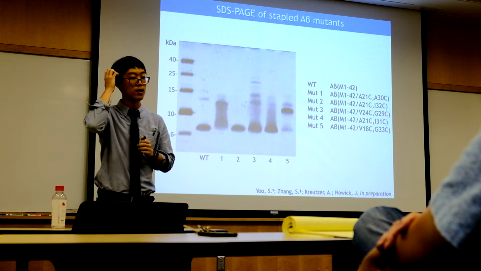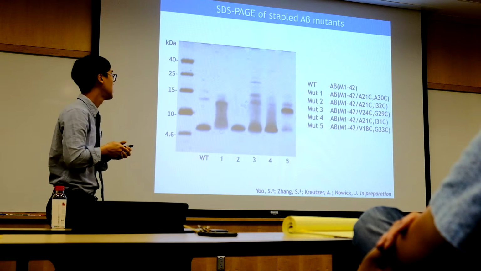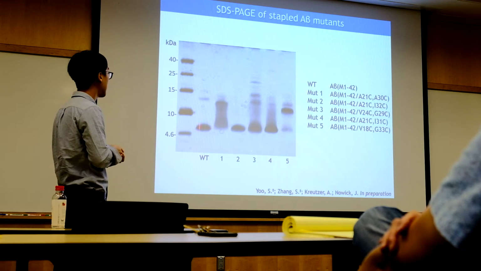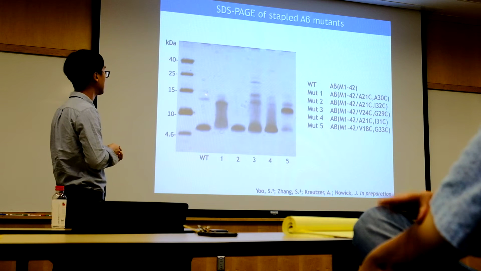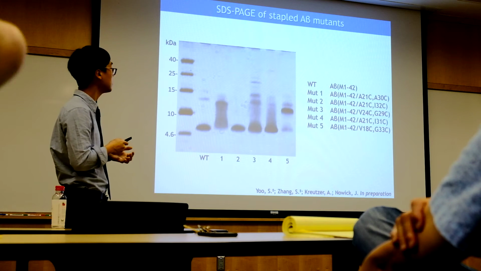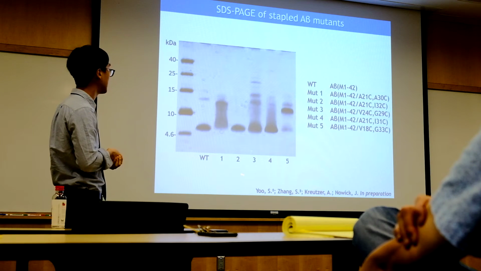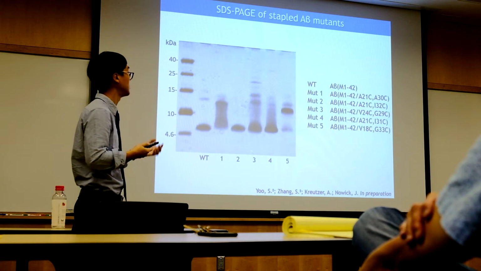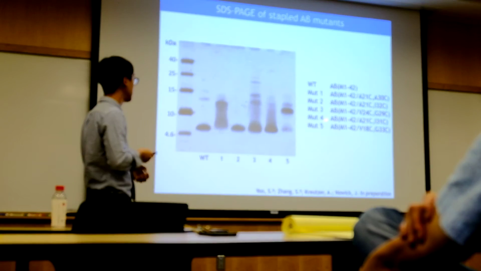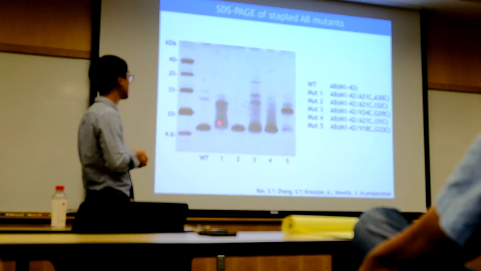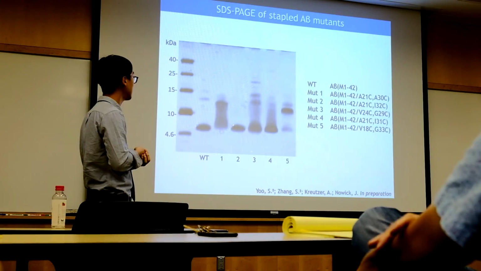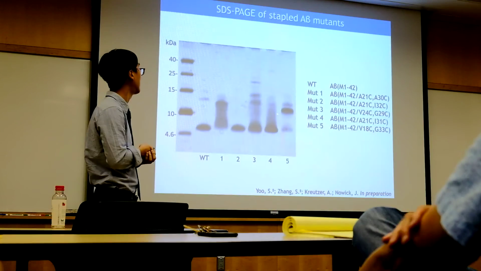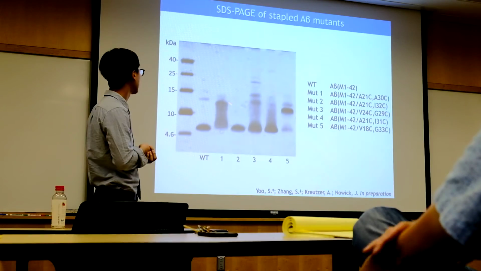So by SDS-PAGE, wild type remains about the same. You can see some oligomerization, and I was able to see these oligomerization patterns by SDS-PAGE of the mutants here. 1 through 4 formed about the same pattern here, some with more monomer, some with more oligomers here.